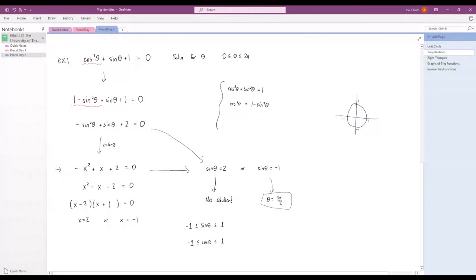But here, this is just an example of one instance where you might need to use a trig identity. It's when you're solving a trig equation that involves more than one trig function. You might want to use a trig identity to get it all in terms of just one trig function instead, so just sine as opposed to cosine and sine.